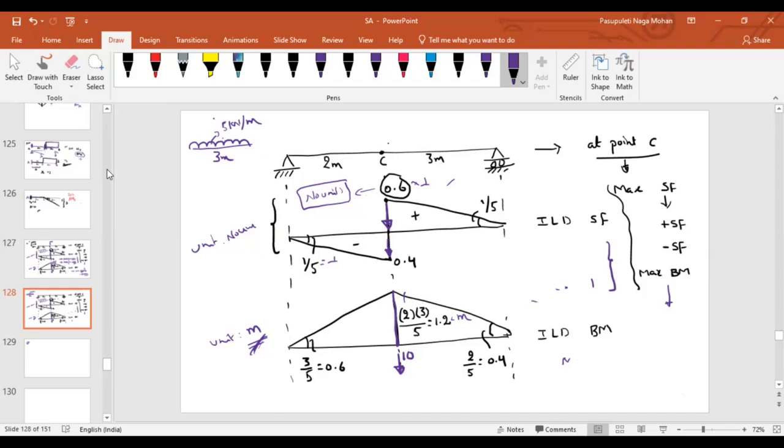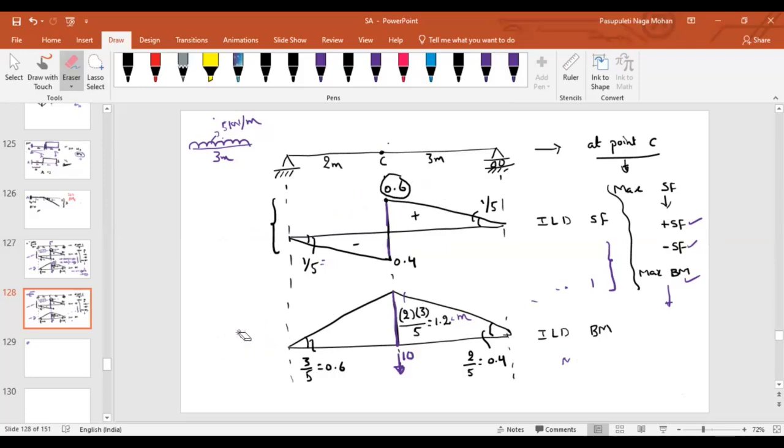Now, again, what should I get? Again, I should get the maximum positive shear force, maximum negative shear force, and then maximum bending moment. Can you identify now what is the difference between this case and the previous case? What is the difference? In the previous case, what have we spoken about? A single point load. If it is a single load, we identify it as a single ordinate. But here a UDL is moving over the beam. Then how can I simplify this?